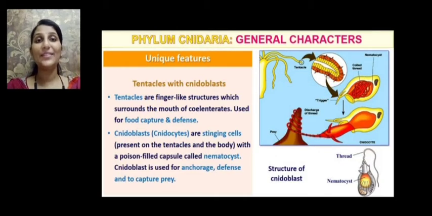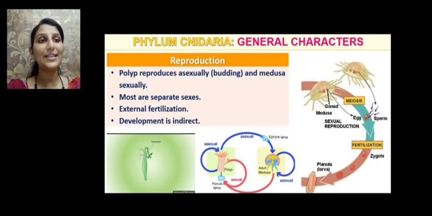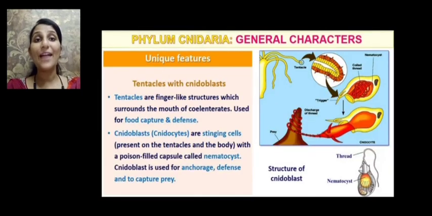In addition, they have a unique feature, that is the tentacles. We can see tentacles over here. All these are the tentacles. On the upper side also there are tentacles. So tentacles have a structure called cnidoblast. What are these cnidoblasts and what are these tentacles? Tentacles are finger-like projections which surround the mouth of coelenterates or cnidarians. This opening is called the hypostome, and this hypostome is surrounded by these tentacles. These tentacles are used for capturing food and also for defense.